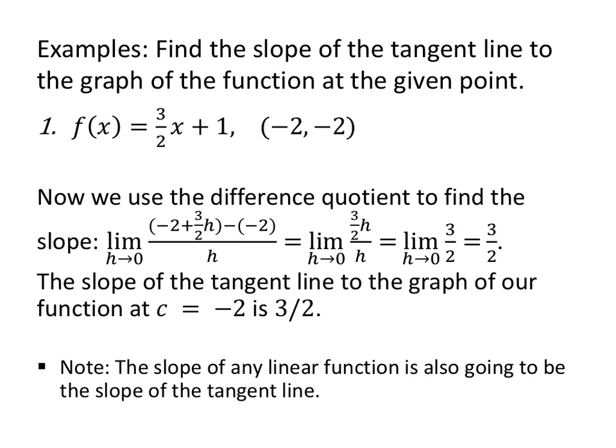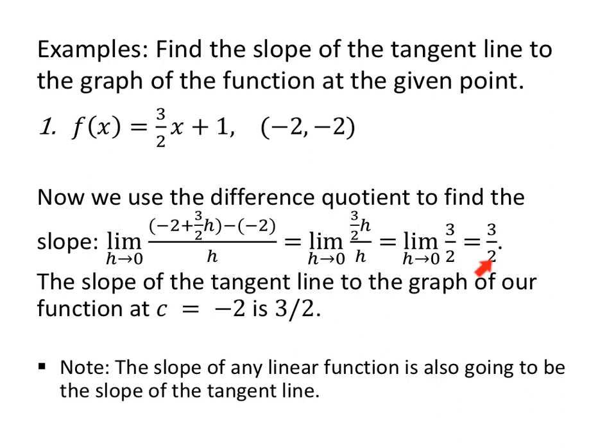Continuing this example, we have the limit as h approaches 0 of f of negative 2 plus h, simplified, minus f of negative 2, all over h. The negative 2 minus negative 2 cancel out. I'll end up with the limit as h approaches 0 of 3/2 h over h. But the h's cancel, and we have the limit as h approaches 0 of 3/2. Remember, 3/2 doesn't care what h is doing.